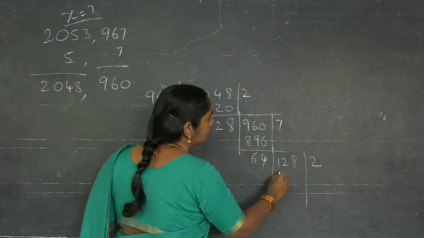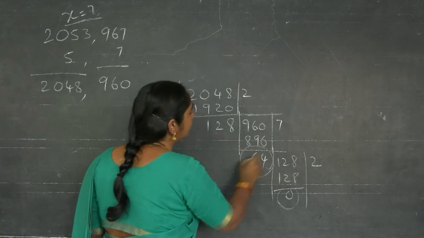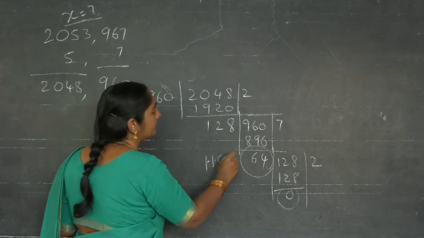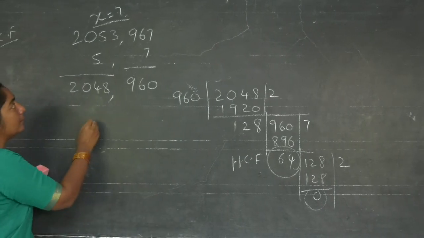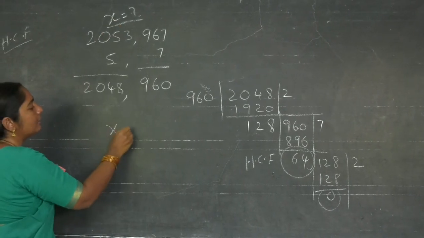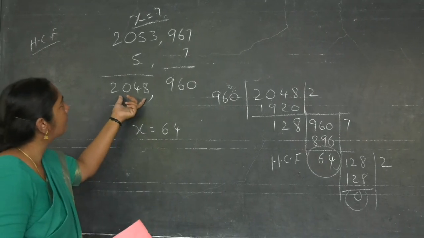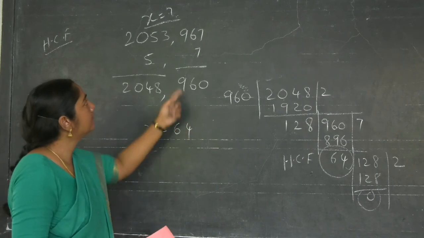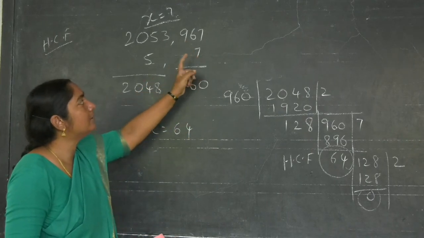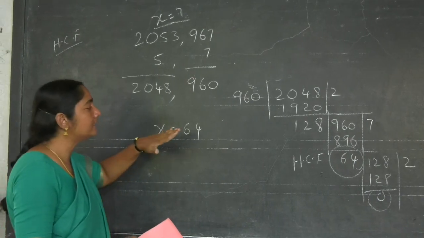So 2 times 64 is 128, and the remainder is 0. So this is the highest common factor. So my dear friends, the value of x is equal to 64. If you divide the first number with 64, you get the remainder 5. Please cross check it. If you divide the second number with 64, you get the remainder 7. So the highest number that we get is 64.